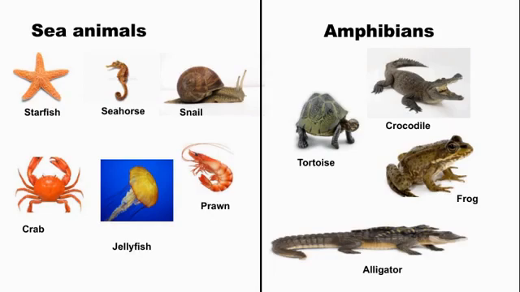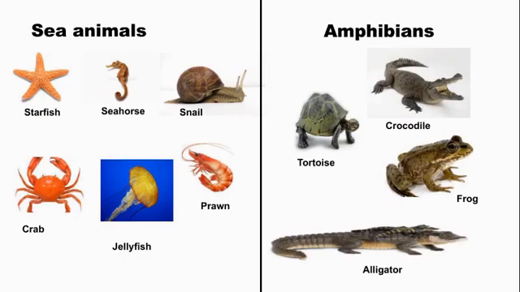So next we will move on to sea animals. Sea animals means, children, these animals live in water only. Except snail, sometimes it lives on land also. So except snail, these sea animals live only in water. For example, starfish, seahorse, prawn, jellyfish, crab, even fish also.